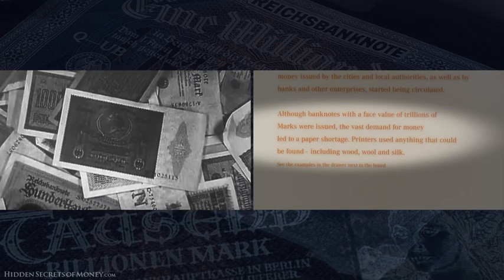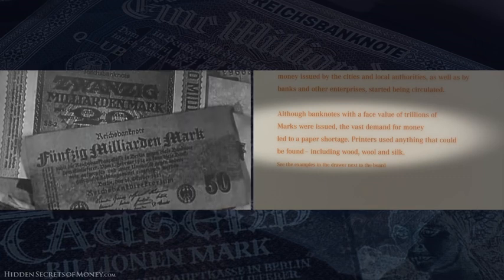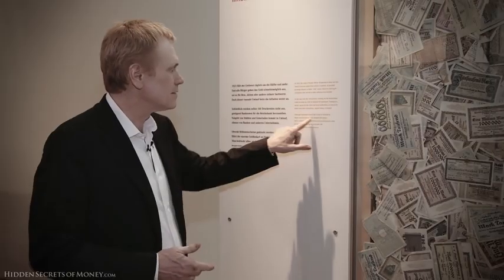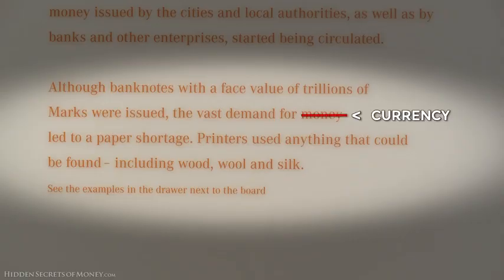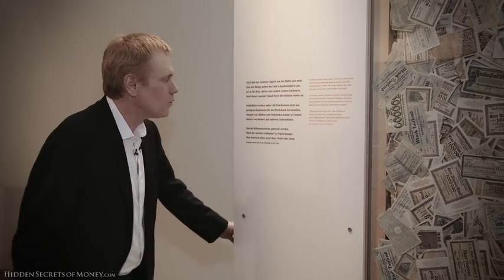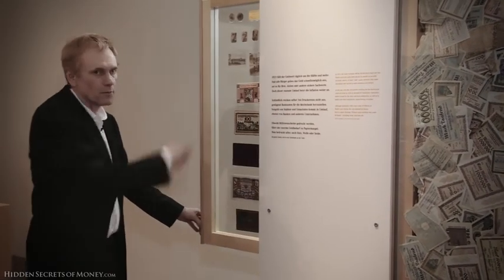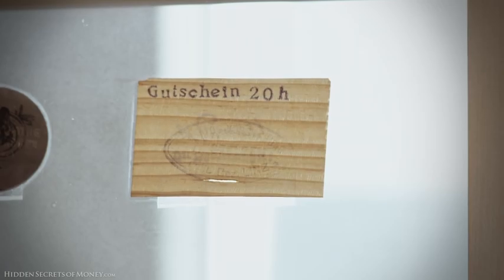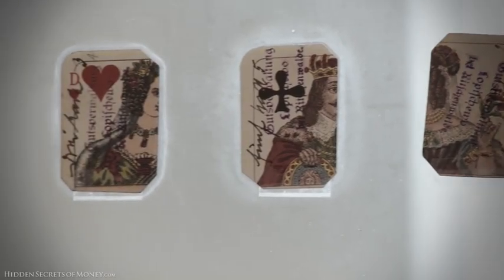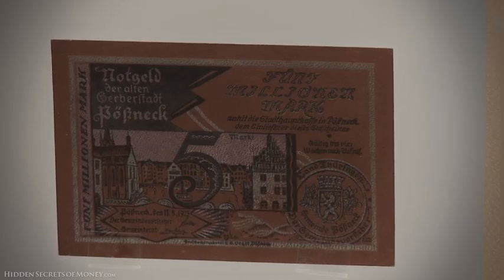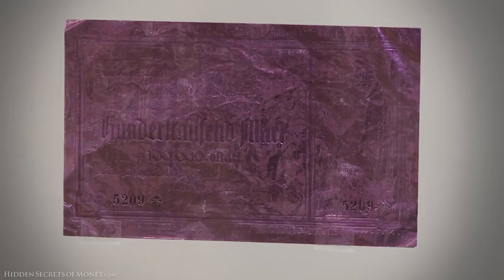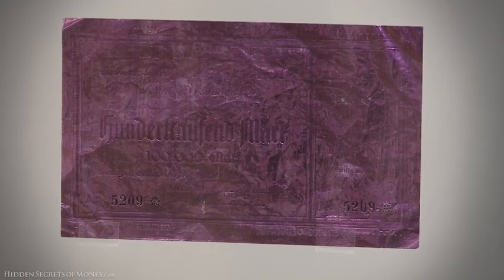Although banknotes with face values of trillions of marks were issued, the vast demand for currency led to a paper shortage. Printers used anything that could be found, including wool, wood, and silk. So here's some example of wood, wool, and silk currencies over here. So this is a great example of how even here, in a museum of what they call money, this is the Bundesbank, one of the world's great central banks, if you can call any central bank great.